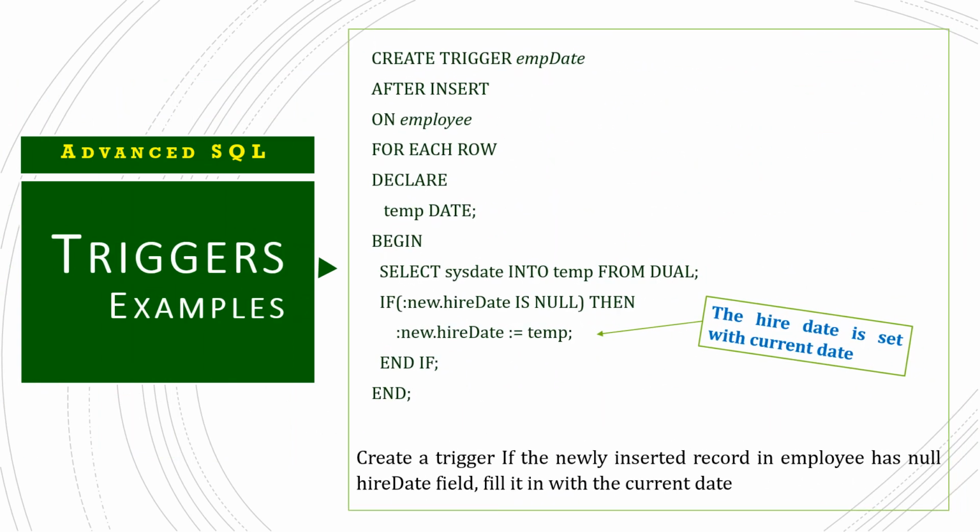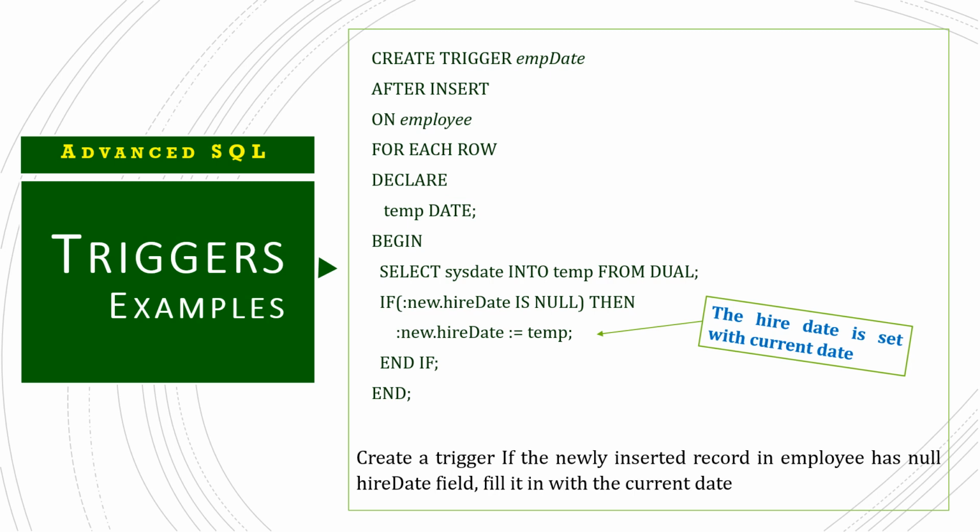Another example. Here we are going to create a trigger for when the newly inserted record in the employee table has a null value in the hire date field. If it is null, fill it with the current date. So we are creating a trigger where, after the record is inserted, we check whether the hire date field is null or not. If it is null, fill it with the current date.